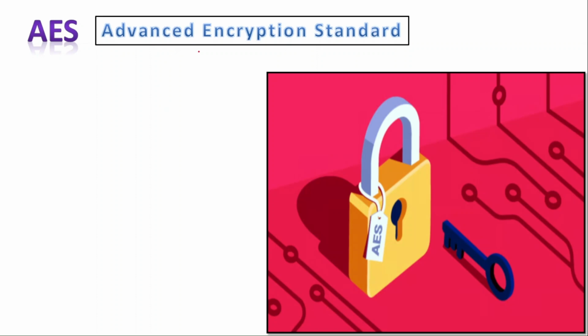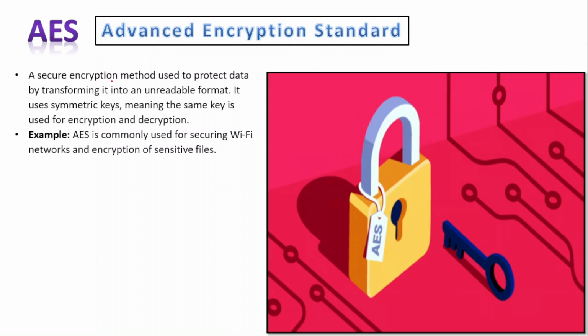AES, that is Advanced Encryption Standard. So a secure encryption method used to protect data by transforming it into an unreadable format. It uses symmetric keys, meaning the same key is used for encryption and decryption. Examples: AES is commonly used for securing Wi-Fi networks and encryption of sensitive files.